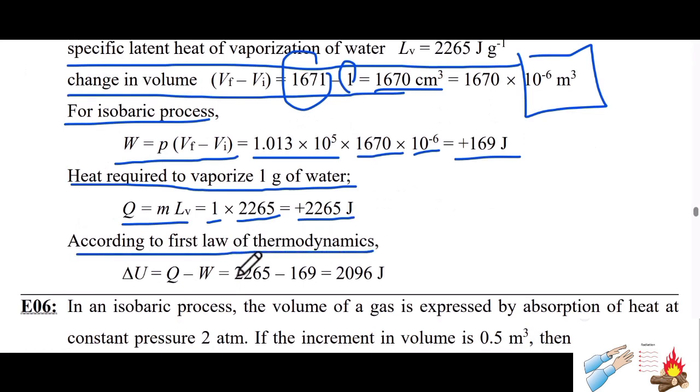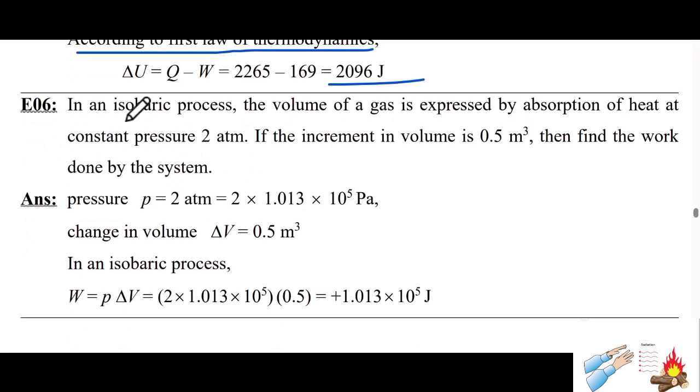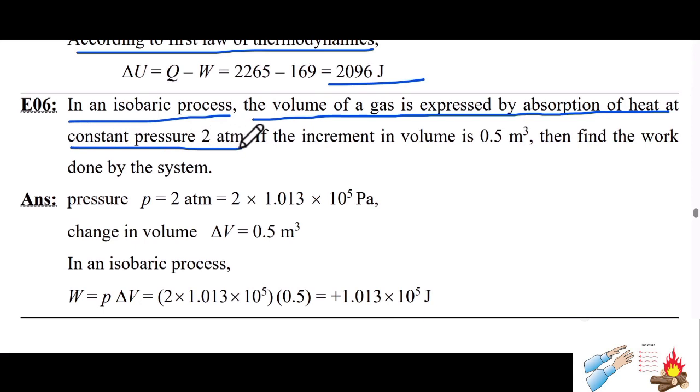According to the first law of thermodynamics, delta U is equal to Q minus W. In an isobaric process, the volume of a gas is expressed by absorption of heat at constant pressure. Pressure is constant, and the gas expands. If the increment in volume is delta V, find the work done.